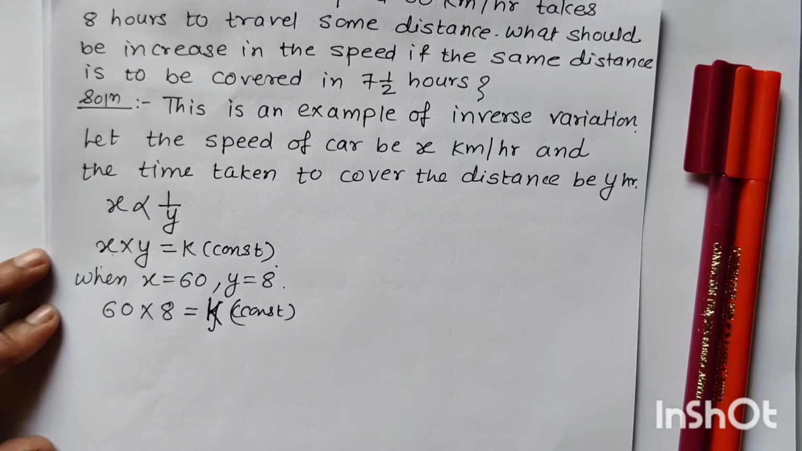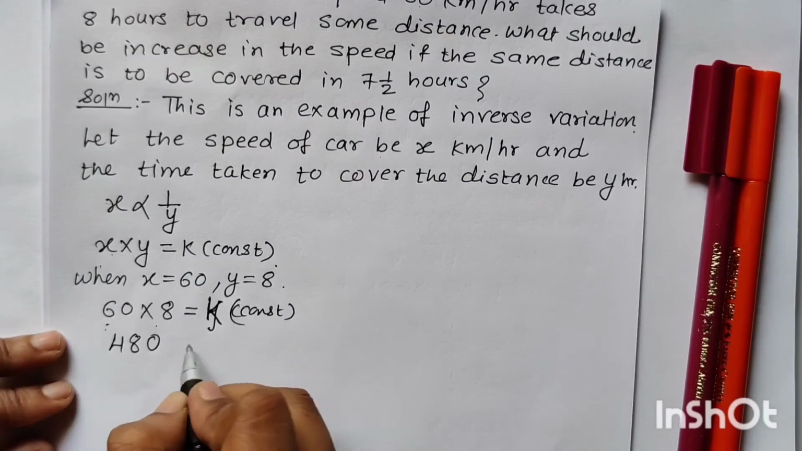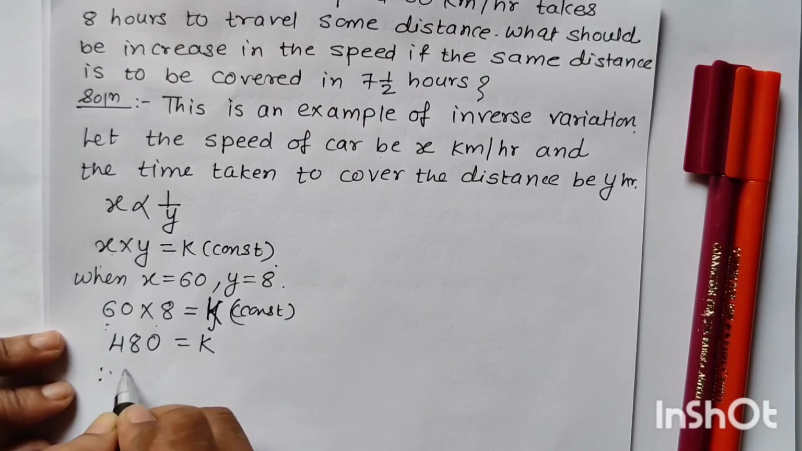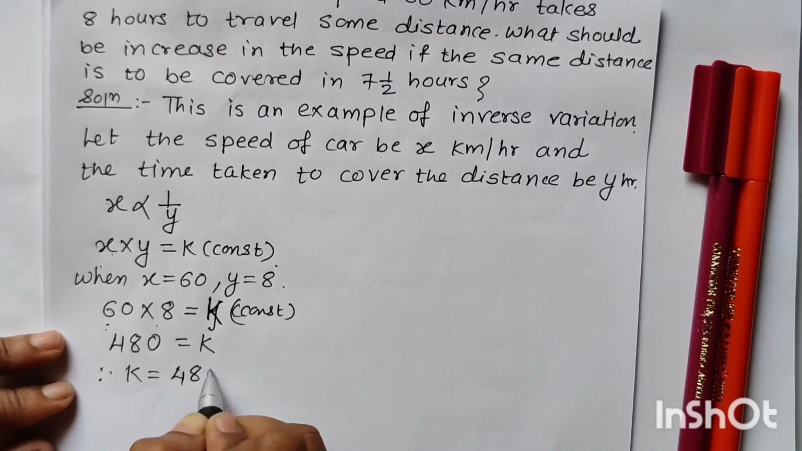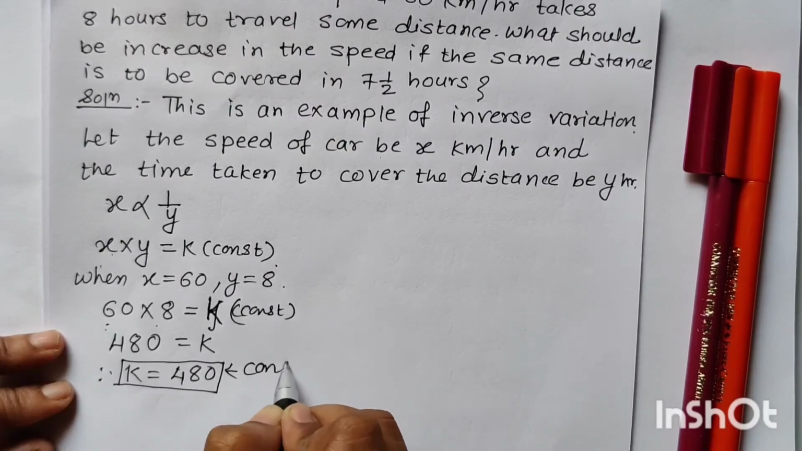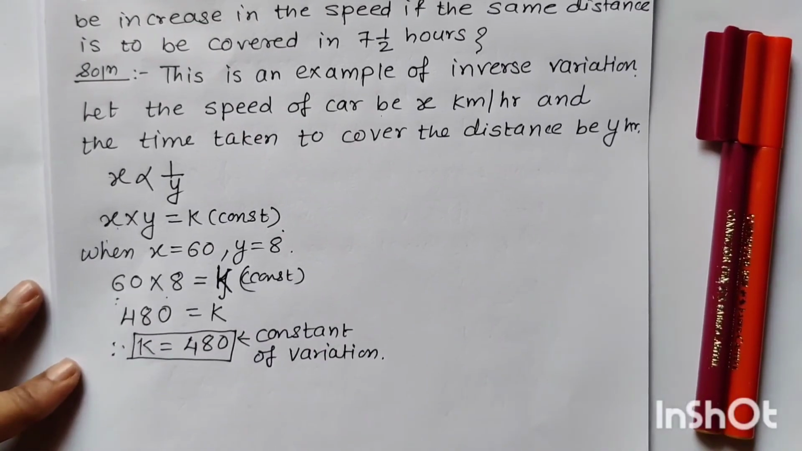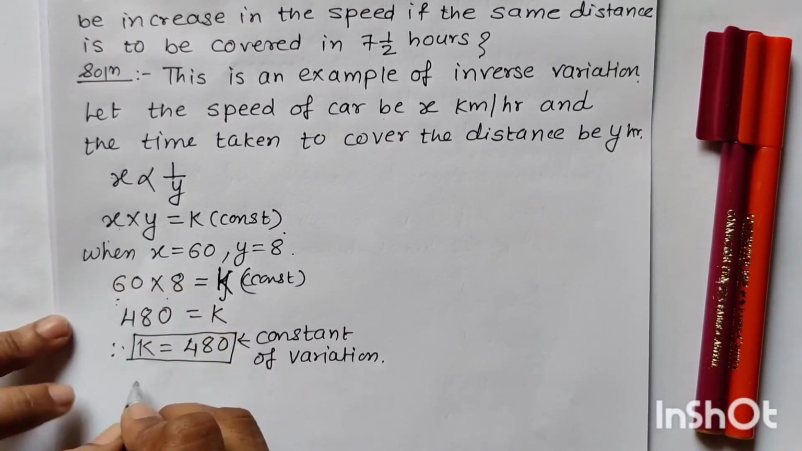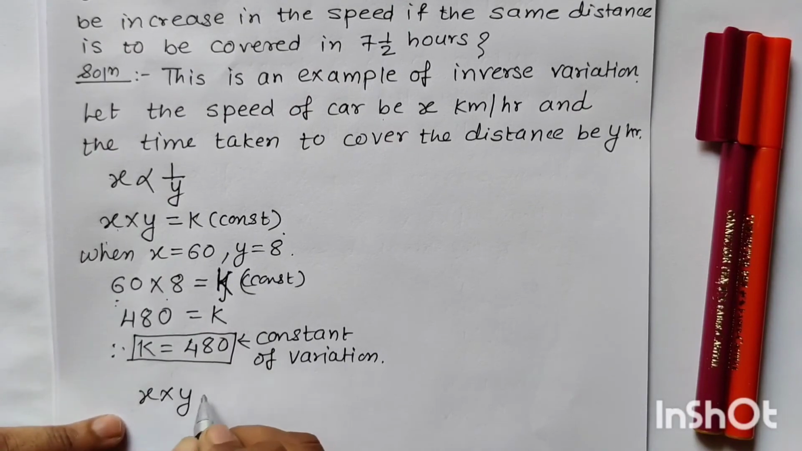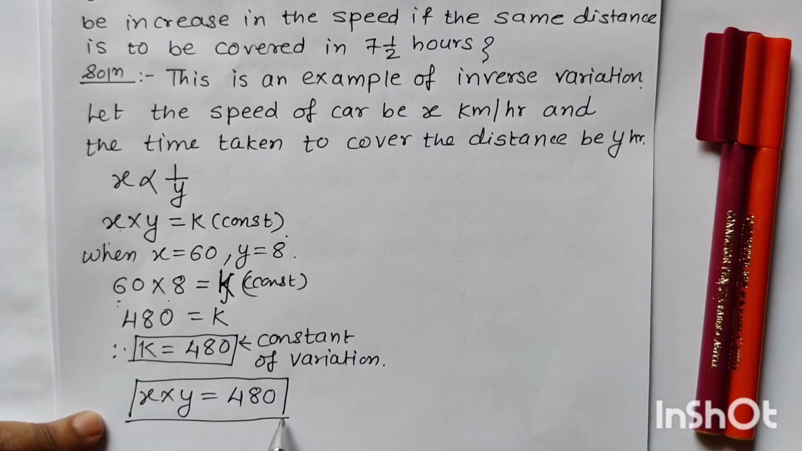Okay. Now 60 multiplied by 8, 6 8s are 48, 8 zeros are 0, is equal to k. So k value we are getting 480. After getting k value, what we have to do? Immediately write down, this is the constant of variation. After writing constant of variation, we have to write the equation of variation. What will be the equation of variation? x multiplied by y is equal to 480 is the equation of variation.